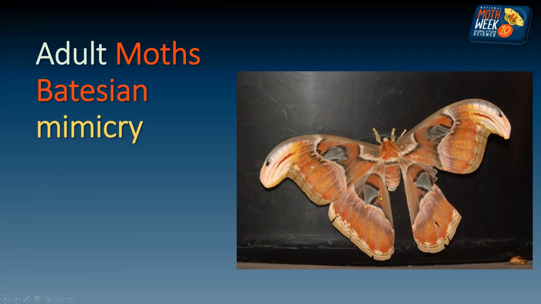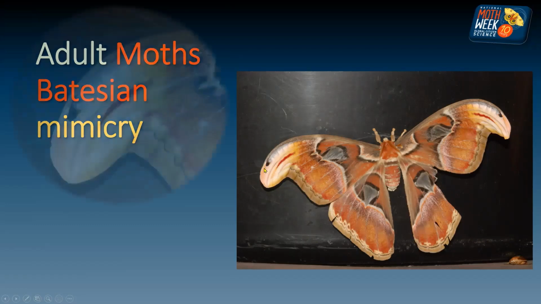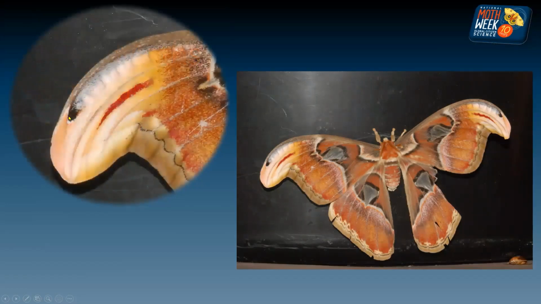Now, atlas moth actually has two deflection points here, not just the eyes, but also the apex of the forewing looking like a snake. So the eye of the snake, the mouth, and the whole shape of the apex like the head of the snake.